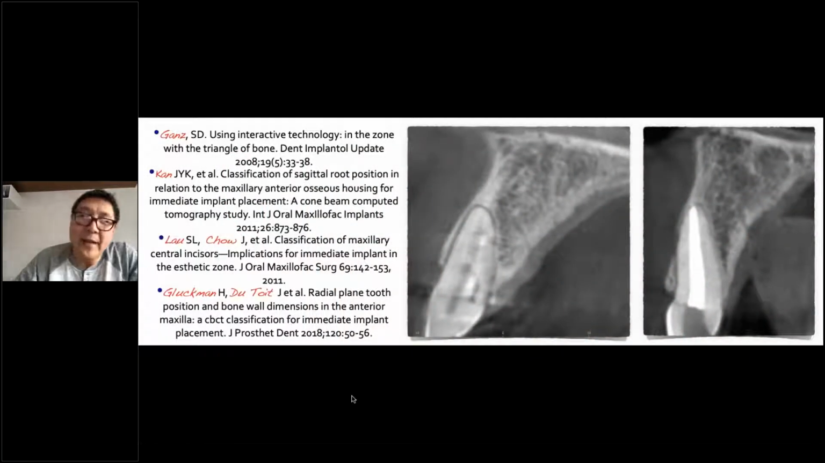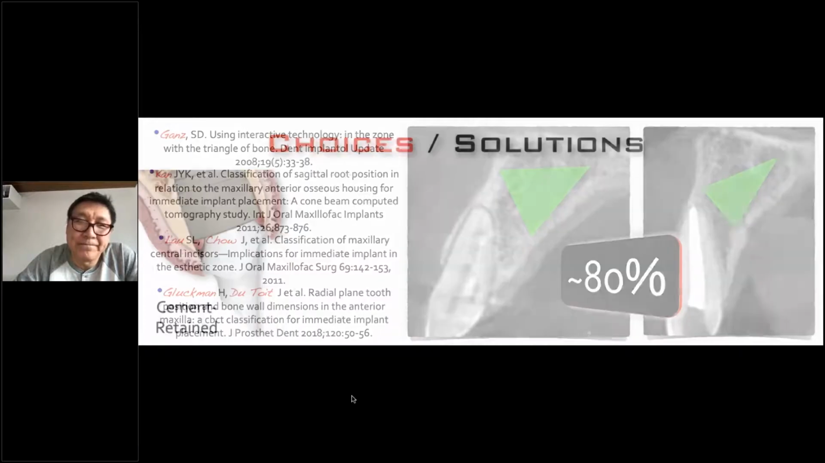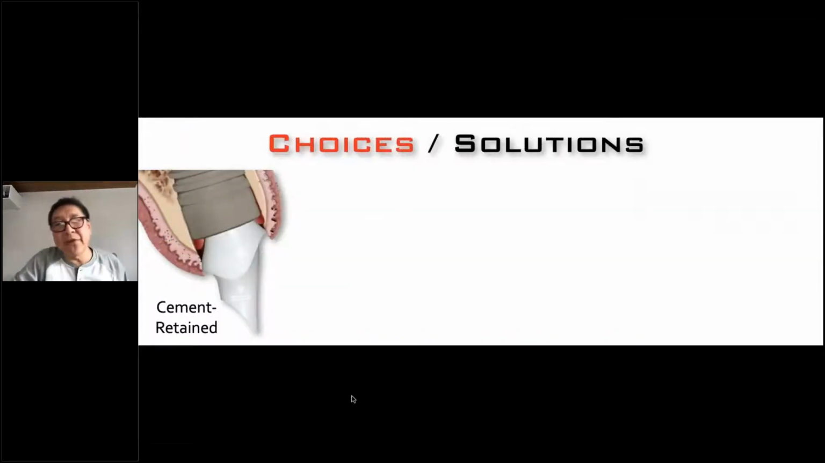Obviously, the reality is that Scott Ganz's original work, published in 2008 about the triangle of bone, and Joe Kan, Alfred Lau, and Howie Gluckman now have shown that, well, really, where is the bone? It's usually palatal to the root about 80% of the time. So using straight implants sometimes won't take advantage of this triangle of bone that Scott talked about years ago. And hence, you're running the risk of also potentially perforating the buccal plate. There are some solutions associated with this.